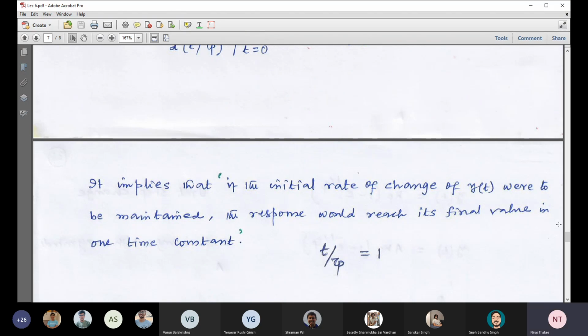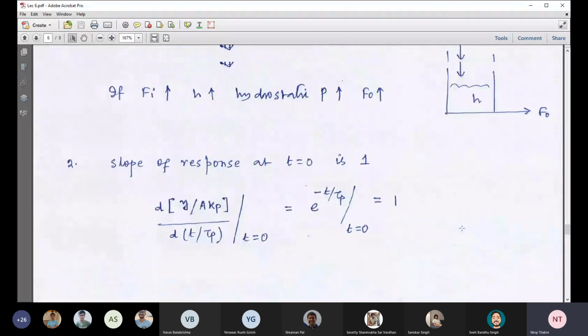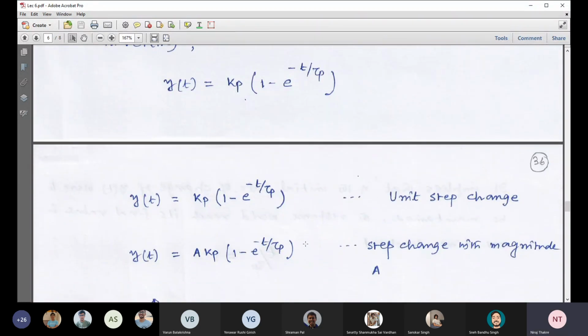Is this fine? Slope is 1, ultimate value of the response is 1, so t by tau p is 1. Now, if t by tau p is 1, how much is this y divided by Kp? Can you find from this equation? Let us use this equation and substitute t by tau p equal to 1. So what is the value for y divided by A Kp?